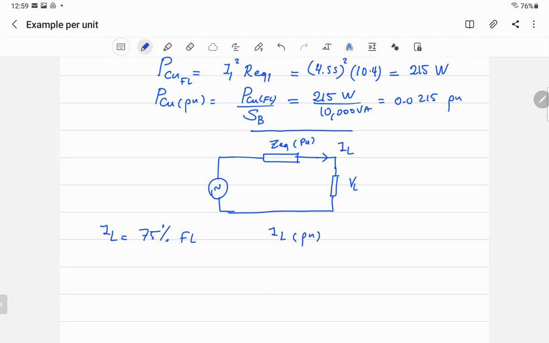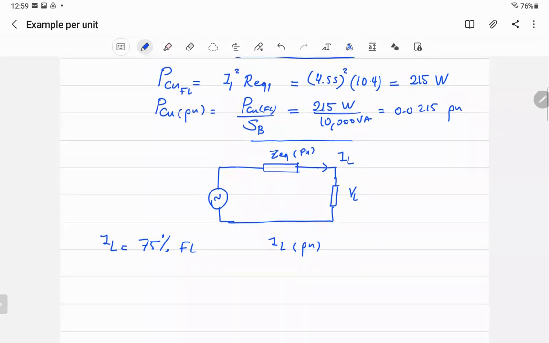Yes. And tell me why. I want the load current in per unit. The information given is that it's equal to 75% of the full load. Right, 0.75, because the full load will be the same as the rated value here. So if it's full load, the current will be equal to 1 per unit.